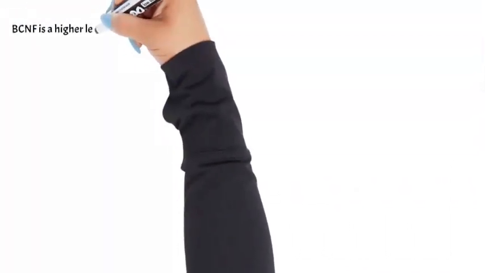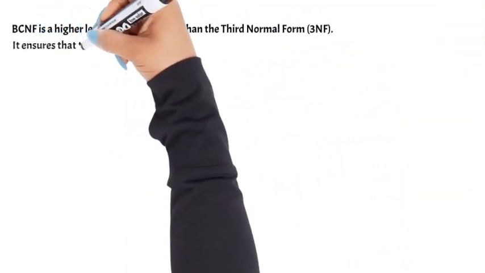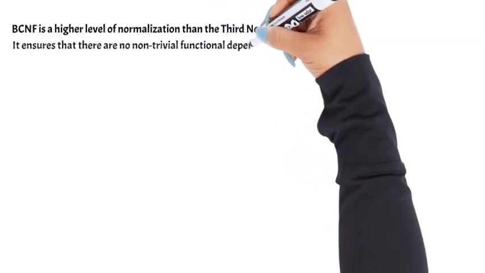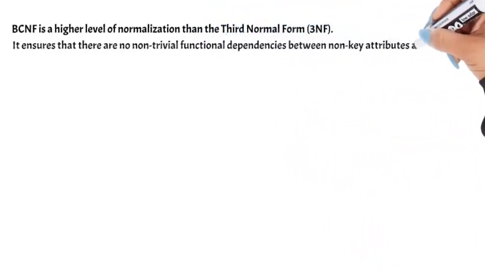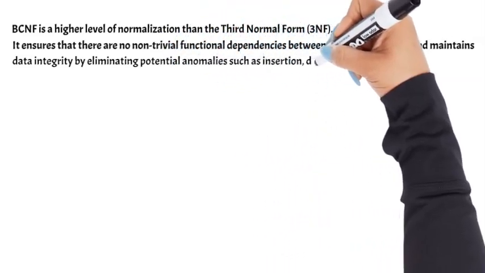BCNF is a higher level of normalization than the third normal form, 3NF. It ensures that there are no non-trivial functional dependencies between non-key attributes and maintains data integrity by eliminating potential anomalies such as insertion, deletion, and update anomalies.